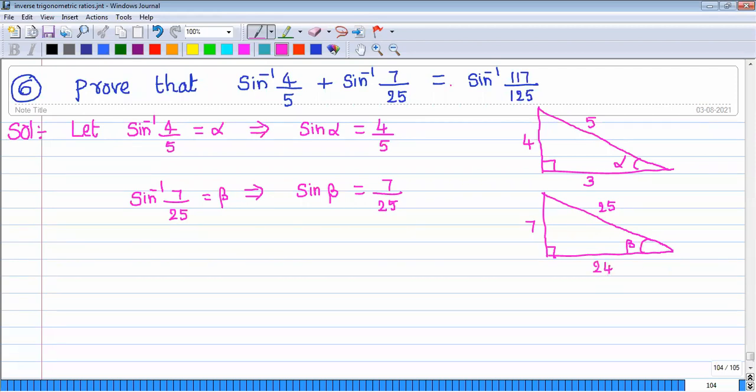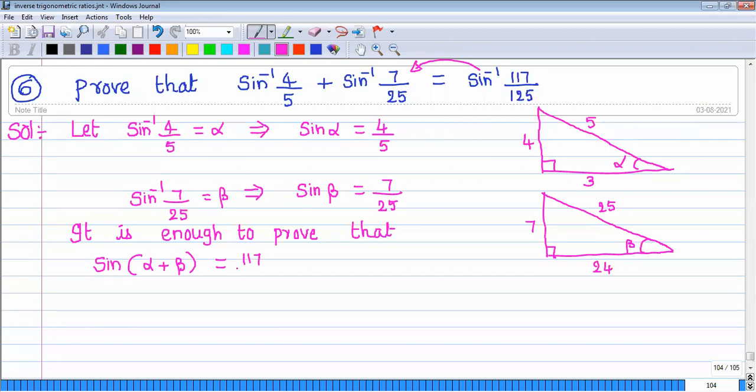Just you leave it now. So if you bring sine inverse this side, now it is enough to prove that. We are restating the problem. It is enough to prove that sine of alpha plus beta is equal to 117 by 125. So now consider sine of alpha plus beta.